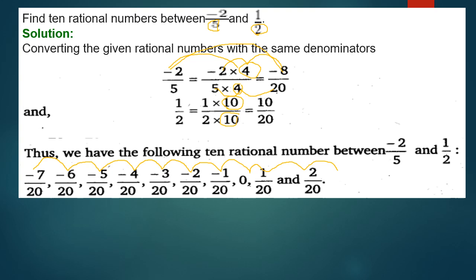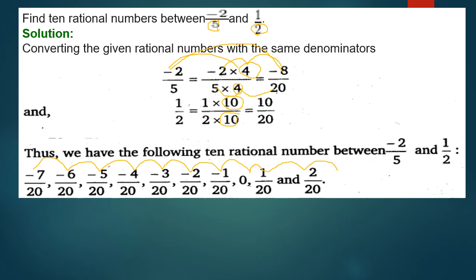These are the rational numbers between minus 2 by 5 and 1 by 2. Children, once again, to find the rational numbers between minus 2 by 5 and 1 by 2, we want to equalize the denominators. So, let us multiply the 5 with 4 to make it 20. So we want to multiply the numerator also with 4. Minus 2 into 4 by 5 into 4 equals minus 8, and in the denominator 5 fours are 20.